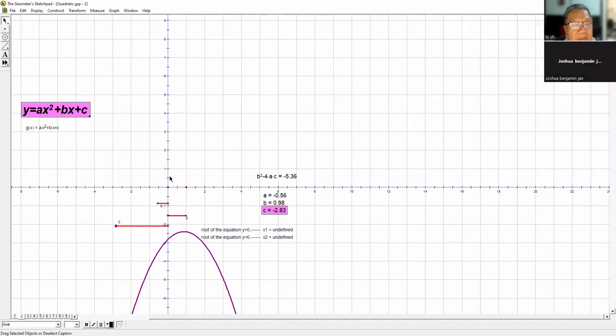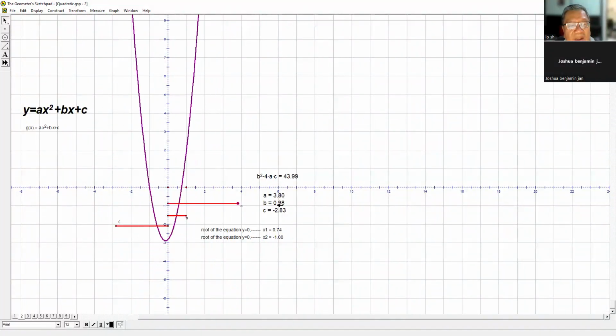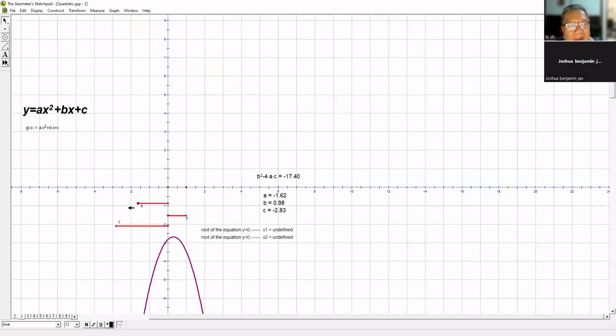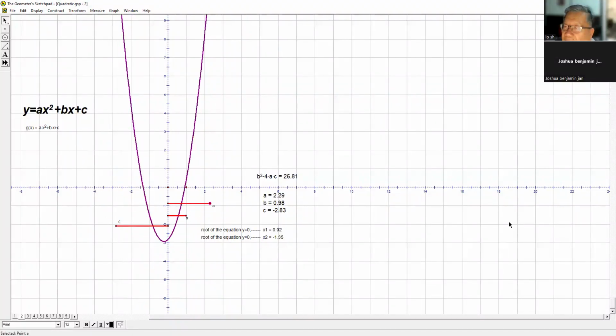What does the A represent? This is A. What does the A represent? What if A is positive?